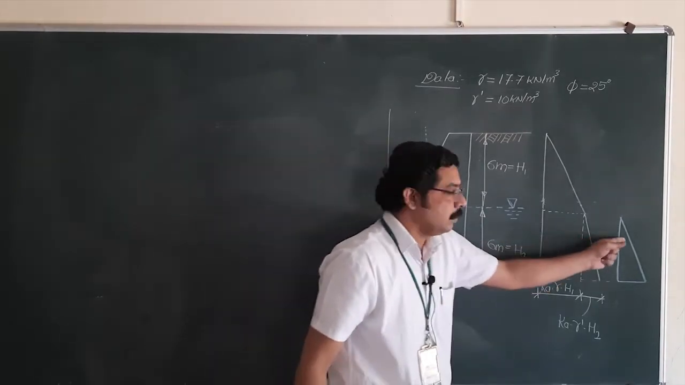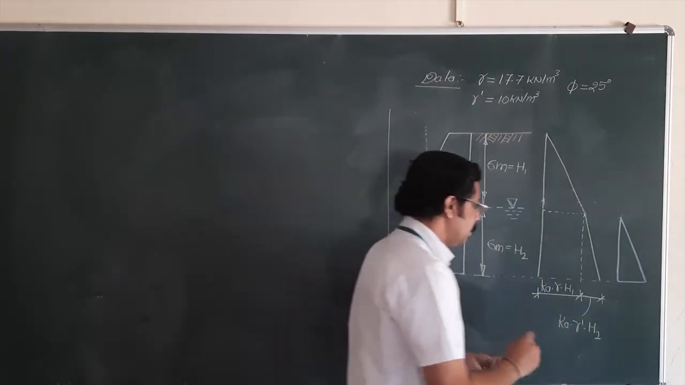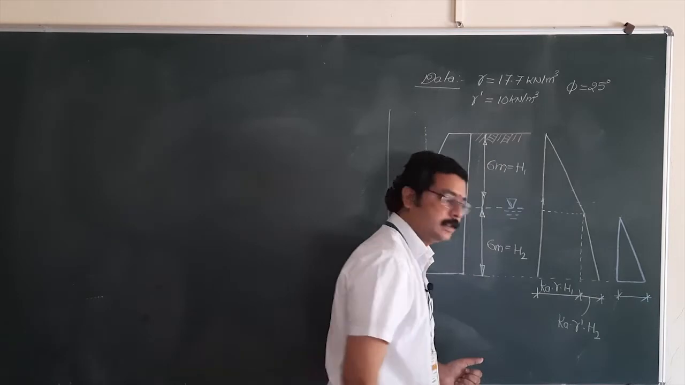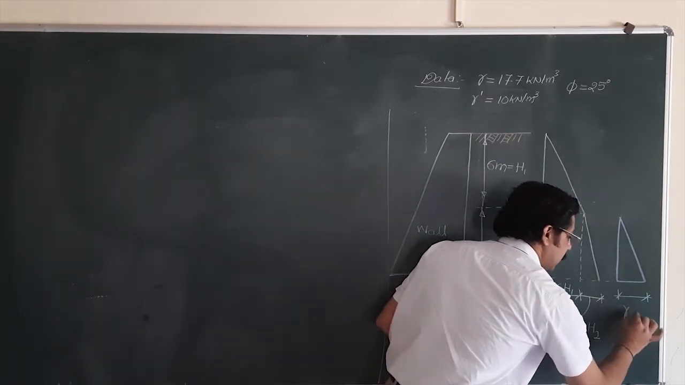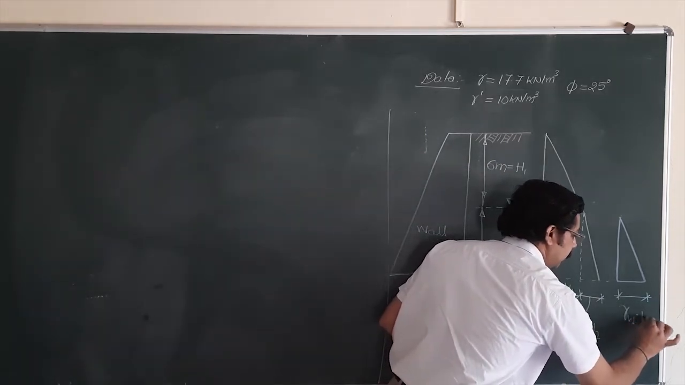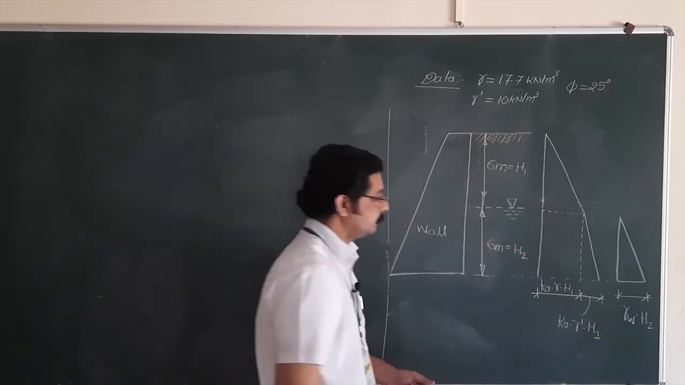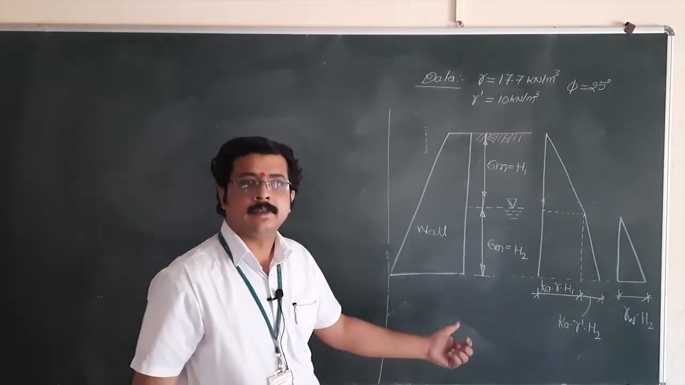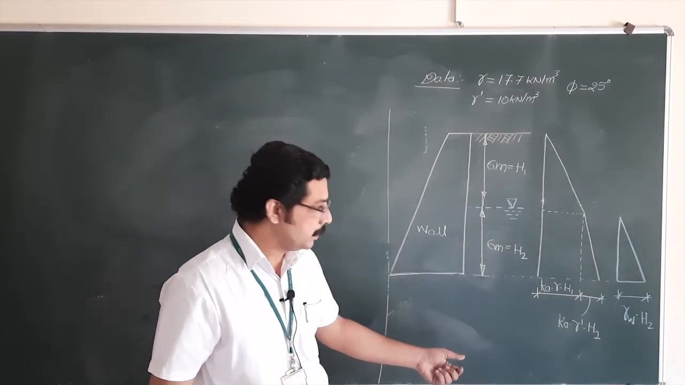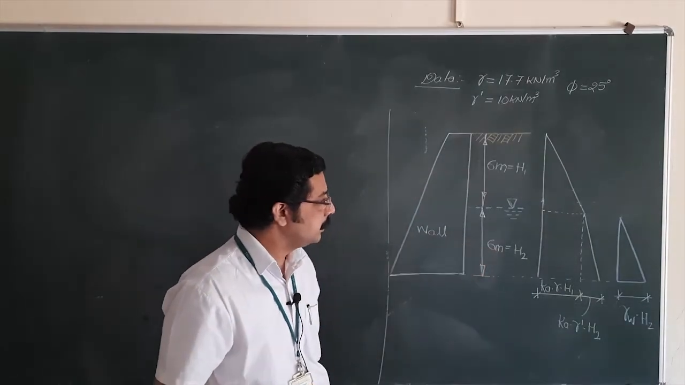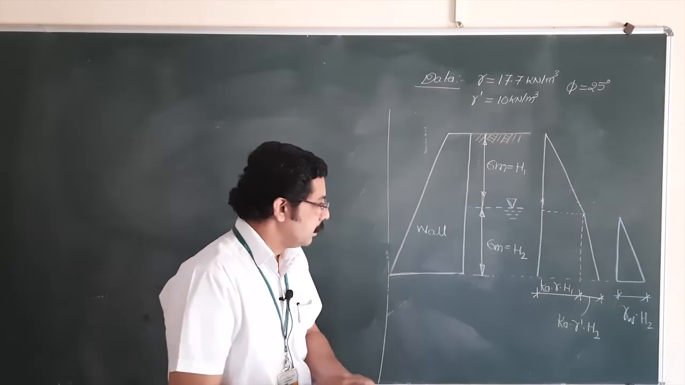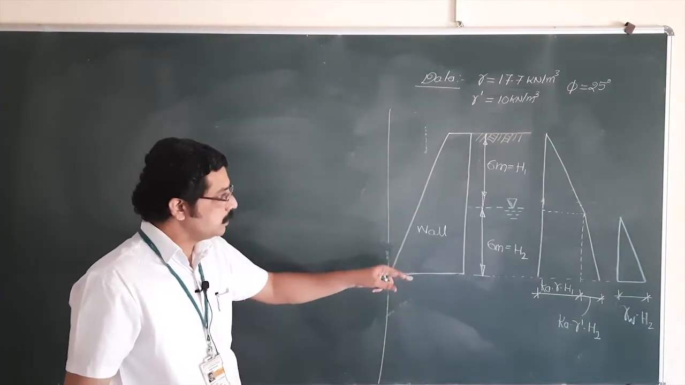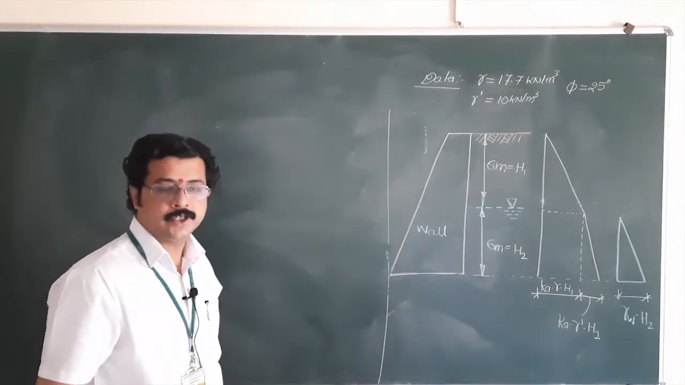Okay, for water, what will be this base? That base is going to be gamma W multiplied by H2. Consider gamma W as 9.81 kilonewton per cubic meter. H2 is 6 meter. Okay, so let us find out these values. What are the values of these pressures for the respective conditions of the soil?